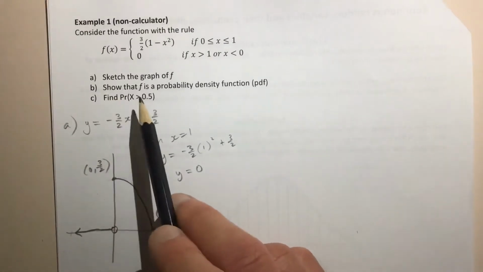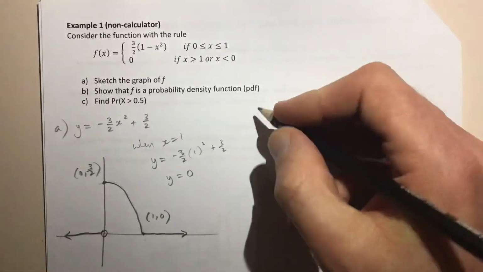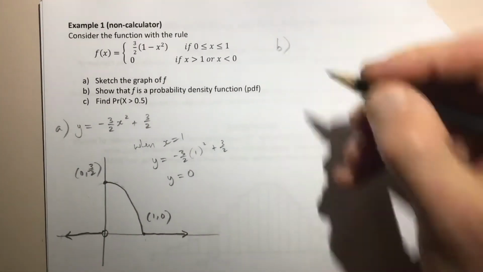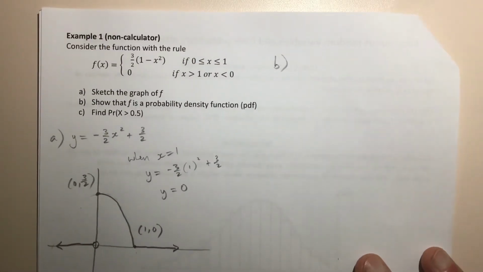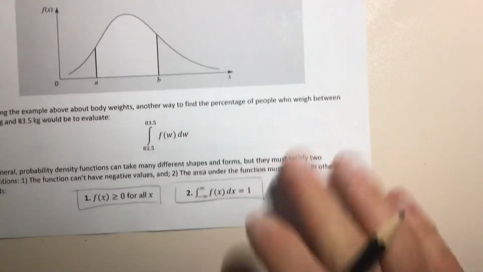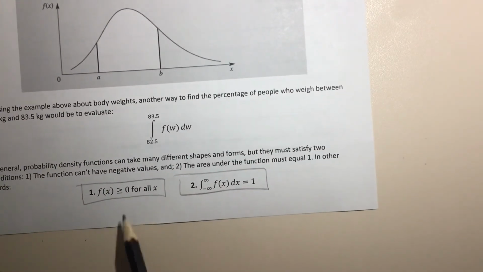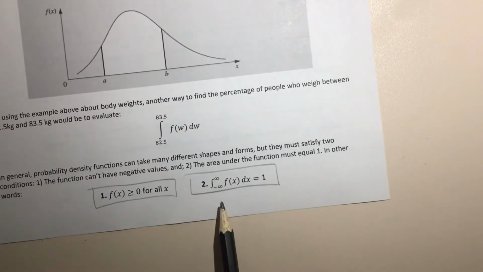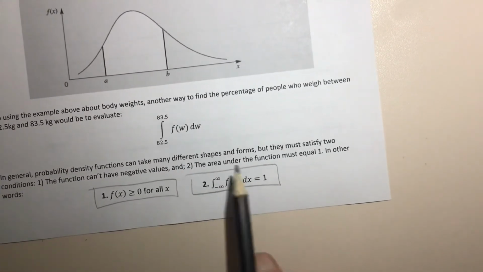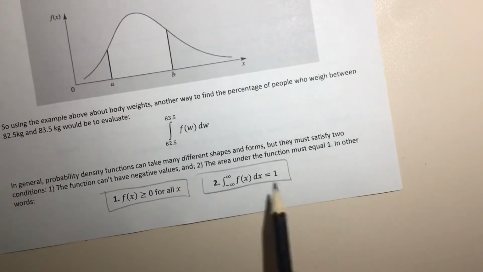Next part says show that f is a probability density function. So for part B, what we want to show is those 2 features that were on that first page. Those 2 features were, 1, that the function is greater than or equal to 0 for all x. Okay, so you can't have any negative y values on the graph. And 2, that the total area under the function for the whole interval that it's defined would equal 1.